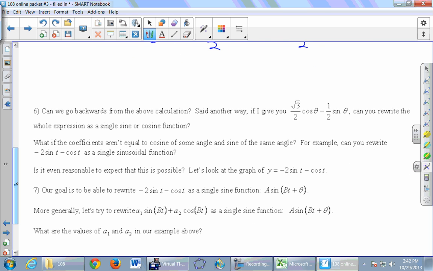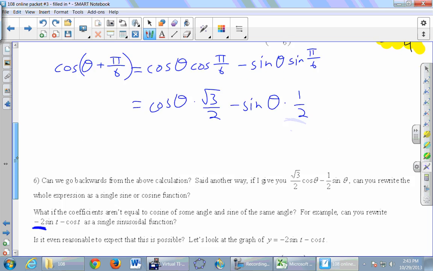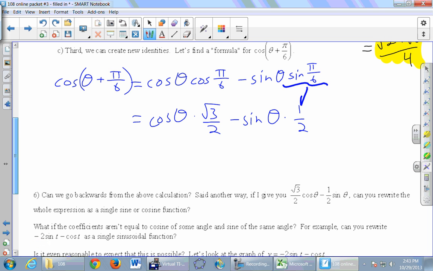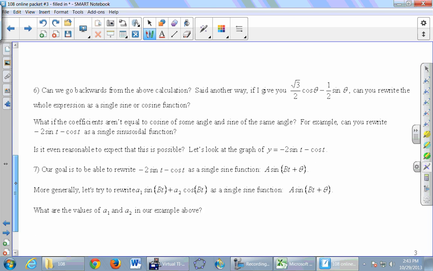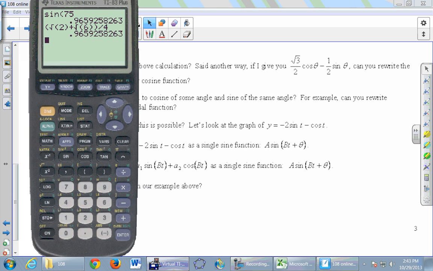So for example, down here, can you rewrite this thing as a single sinusoidal function? Let's see. Going back up, I see a -2 touching the sine function. So that's kind of like this -1/2. But -2 is definitely not the sine of some angle. There's no way that this could be a -2 if it came from sine, because sine never gets less than -1. So, okay, that seems tricky. Is it even reasonable to expect that it's possible? Let's go ahead and graph this thing on the calculator and see what it looks like.